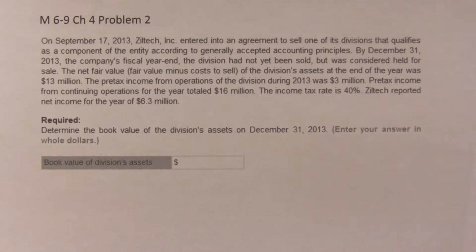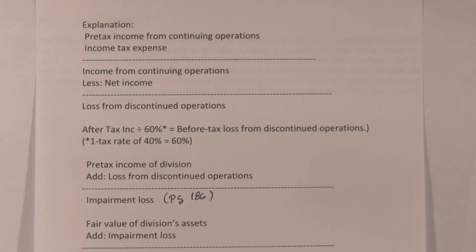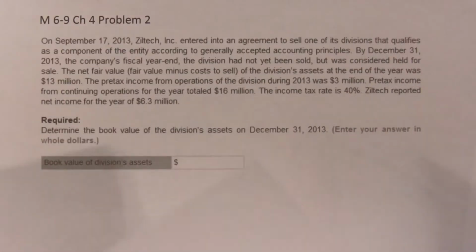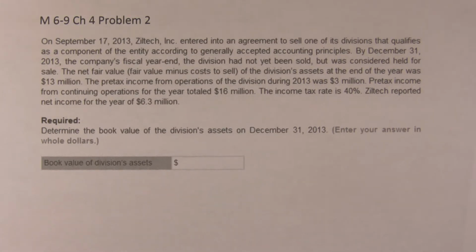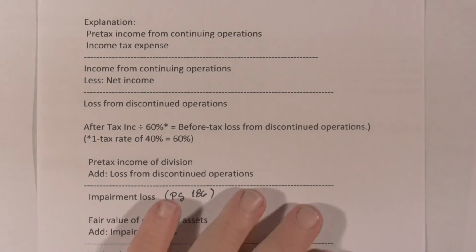Just going through and reading this, it's about getting rid of a division, and we have to report the income separately. By definition, and it'll tell you this on page 186, the difference between the fair value of the assets and the book value is an impairment loss. So there's the information. All your pieces will be slightly different than mine, but it's going to tell you the same exact information. Using my values, I'm going to fill in the things I know.